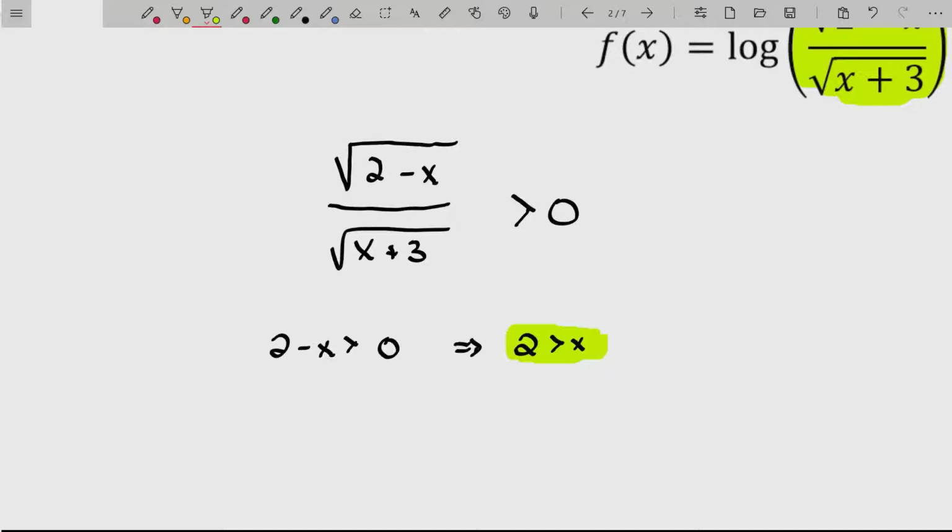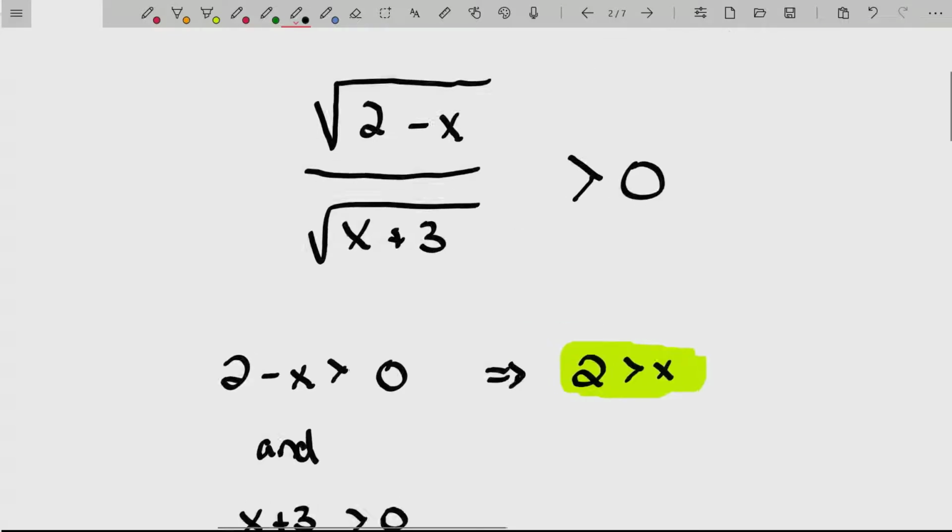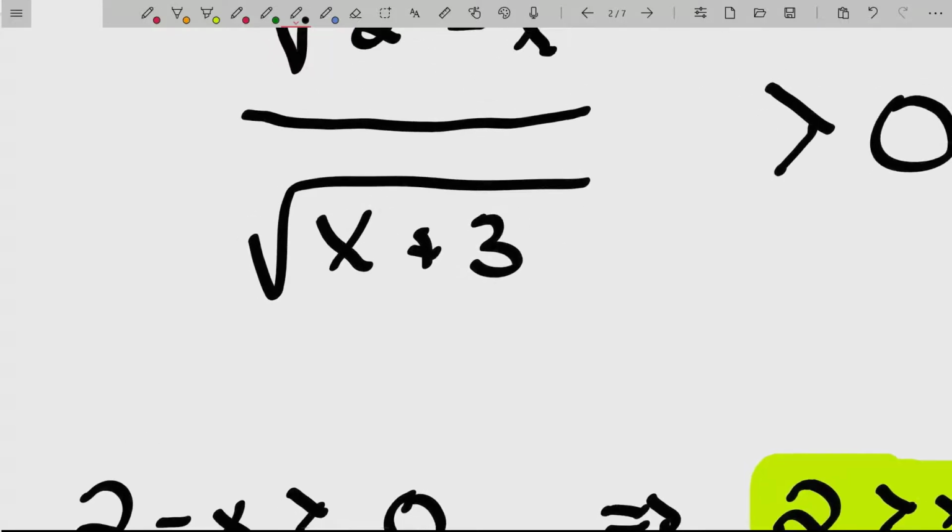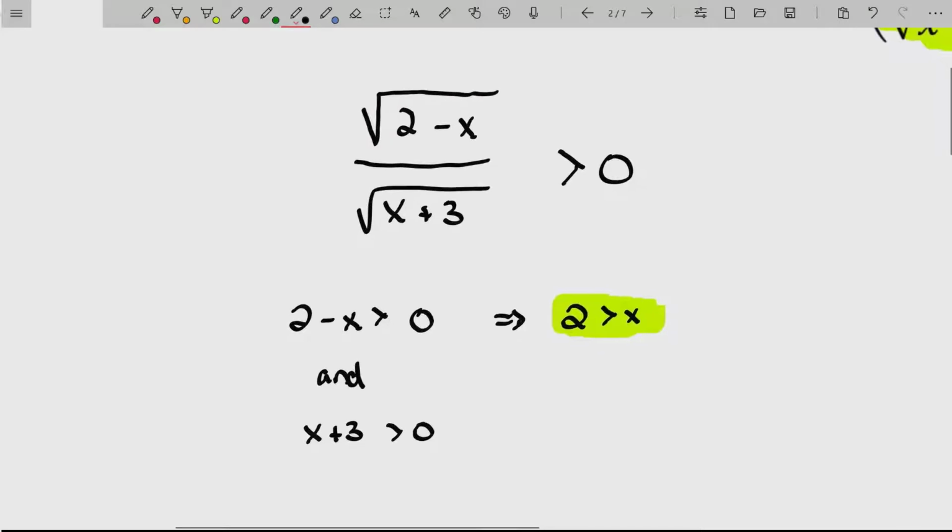For that denominator to work, we also require that x plus 3 is, again, strictly greater than 0 for a completely different reason, actually. We require it to be strictly greater than 0 because, 1, it has to be positive because it's in a radical, a square root. And 2, it can't be 0 because if it were, we'd be dividing by 0. So that's a problem. Great. So if you subtract 3 from both sides, you get that x must be greater than negative 3. So we simultaneously need x to be less than 2 and greater than negative 3.